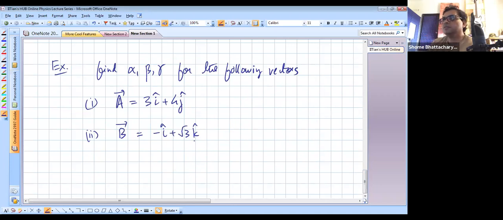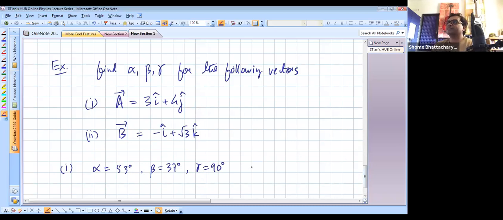Yes, cos alpha is 3/5. So for the first one, you should get alpha as cos inverse 3/5. So that is how much? 53 degrees. You should get beta as cos inverse 4/5. So that should come out to be 37 degrees. And you should get gamma as cos inverse 0. So gamma is 90 degrees.